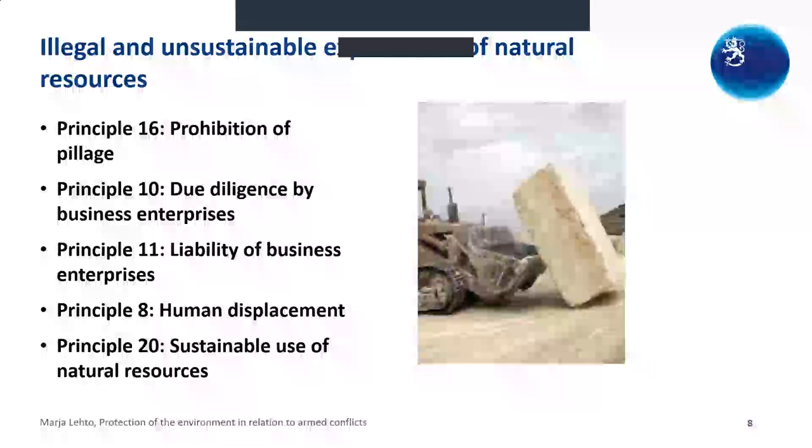Regarding this cluster of principles, I would like to add that a major research project by the UNEP, the UNDP, and the World Bank has identified six principal pathways for direct environmental harm in non-international armed conflicts. Illegal and unsustainable exploitation of natural resources, and the inadvertent environmental effect of human displacement are both among them.